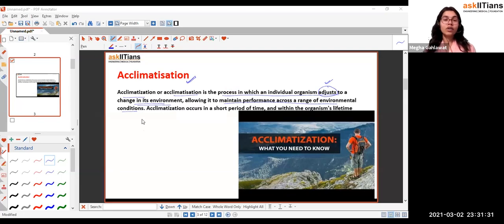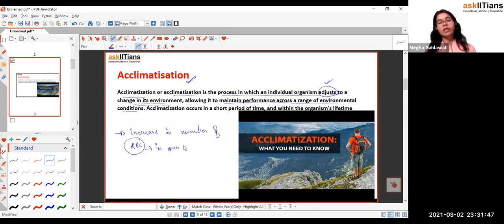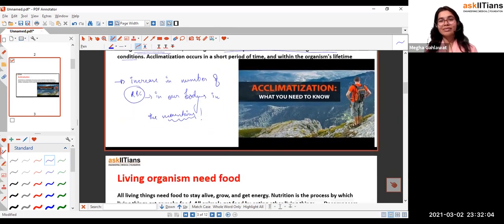Now, as we saw with acclimatization, the one big example that we saw right here was the increase in the number of RBC, that is the red blood cells, in our body when in the mountains, right? So that is a very good example of acclimatization. And now you know why doctors ask us to go into the mountains, right?